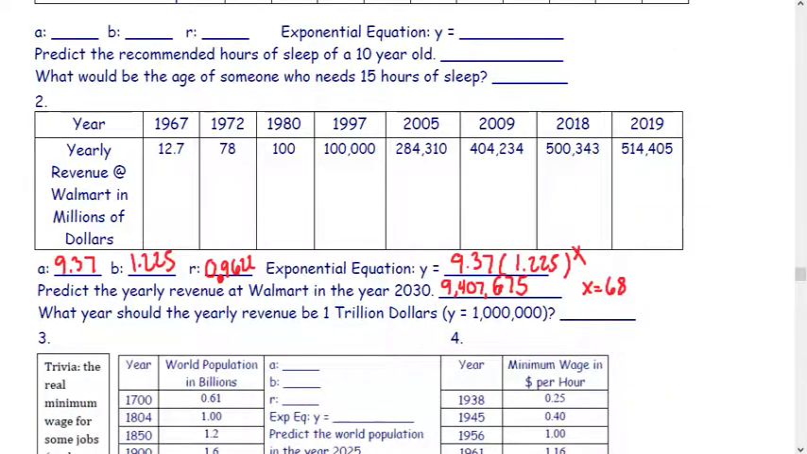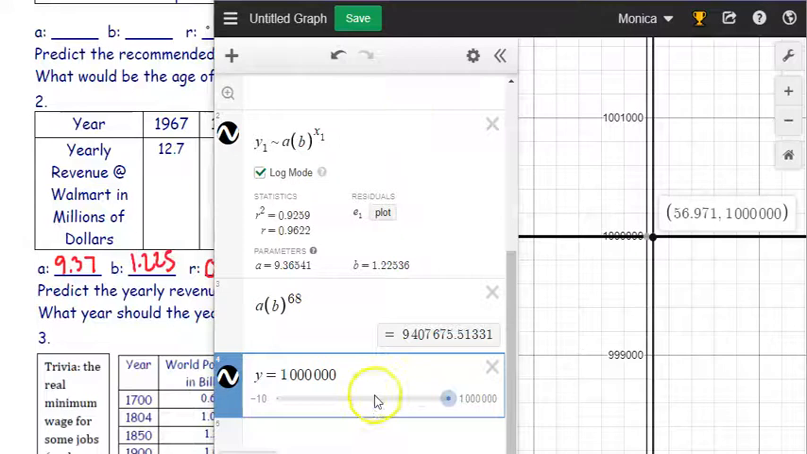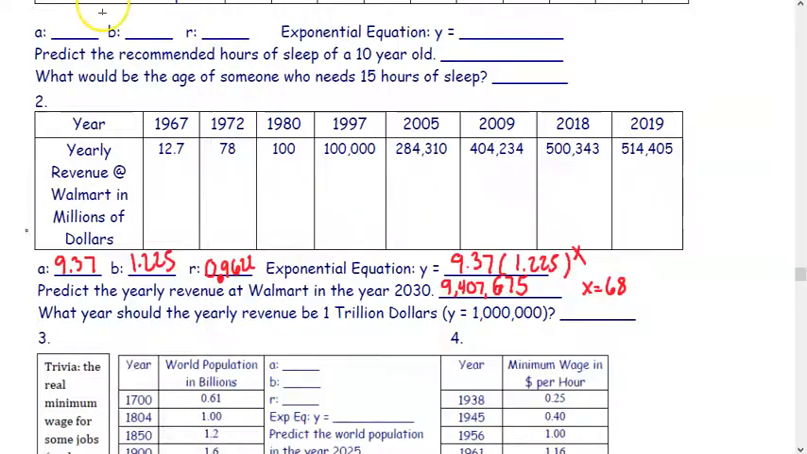million? So when we find it on the graph, when we set y equal to 1 million, we get an x value of about 57. So 57 years from 1962. So that's 2019. Now, we didn't reach the revenue of $1 trillion in 2019. So as you can see, this model is off a bit.